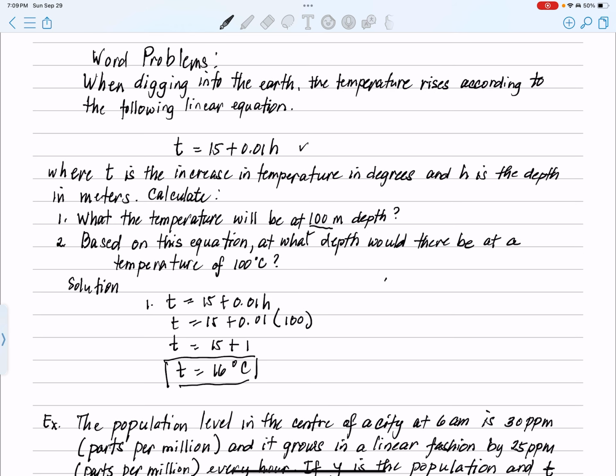Let's do question number 2. So what is asked is the depth. Based on this equation, at what depth would there be a temperature of 100 degrees centigrade? This time, the value of T is given.